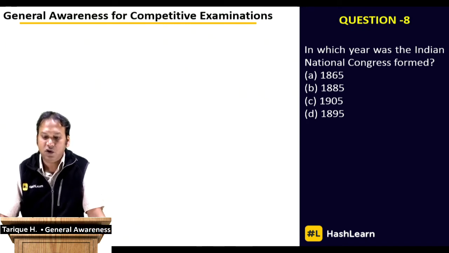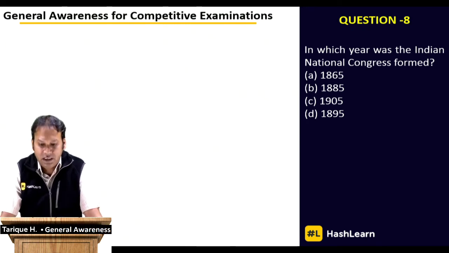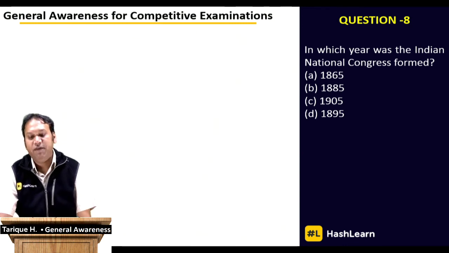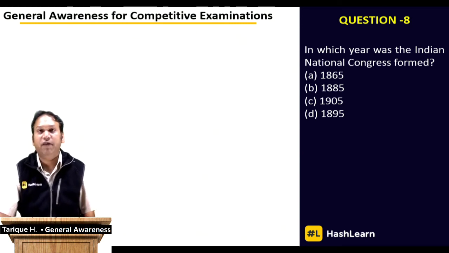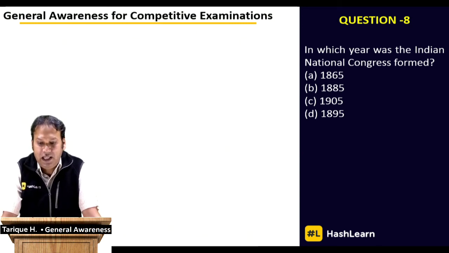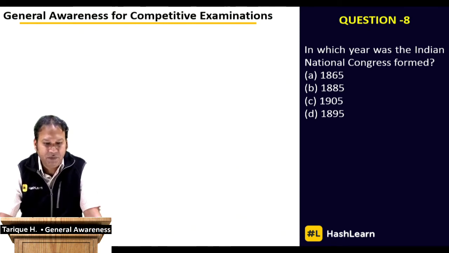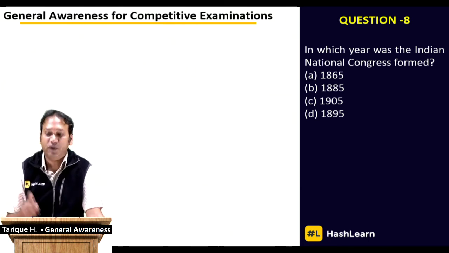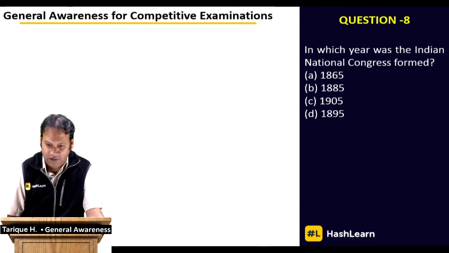Now we have four answer options here. We have 1865, 1885, 1905, and 1895. When was the Indian National Congress formed? If you know the answer, you can post it in the comment section. If you don't know, you can write it down. It is 1885. The Indian National Congress was formed in the year 1885. So the correct answer for question number 8 is B, 1885. Let's move on to the next question now.